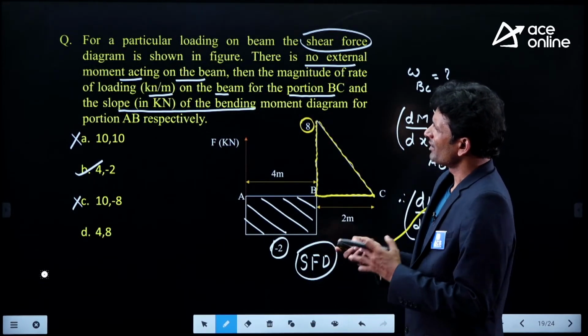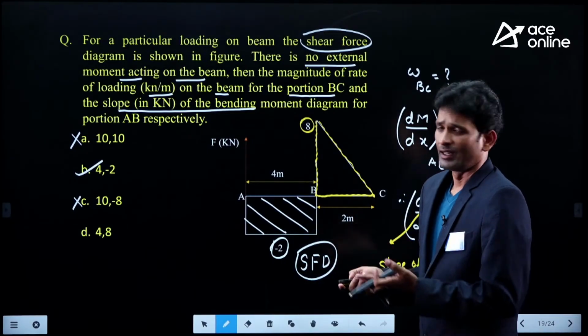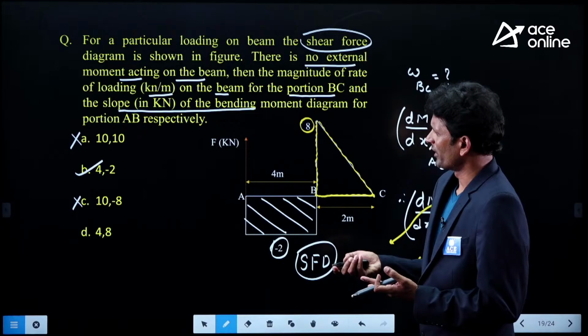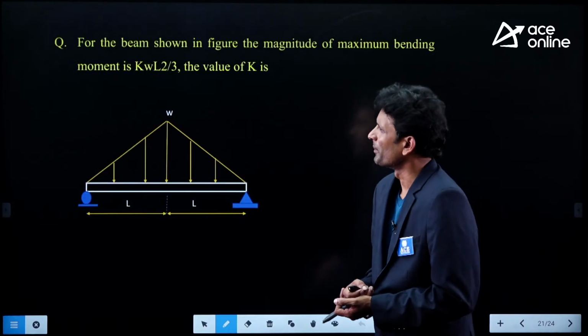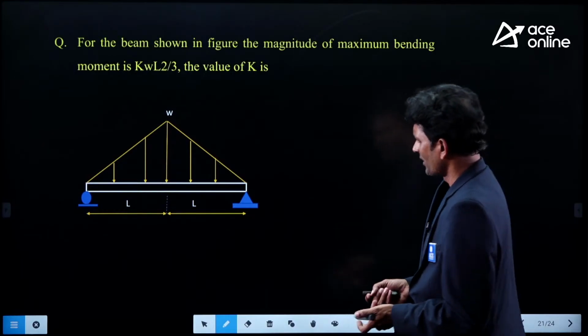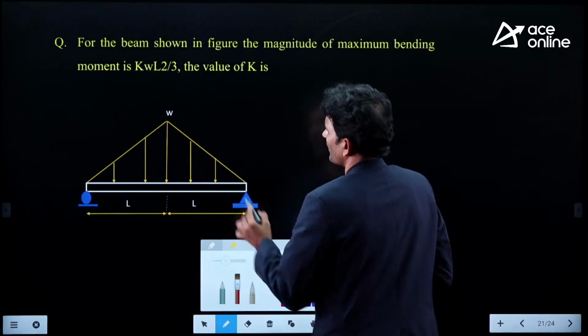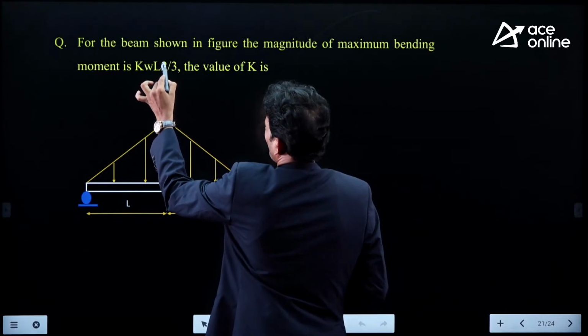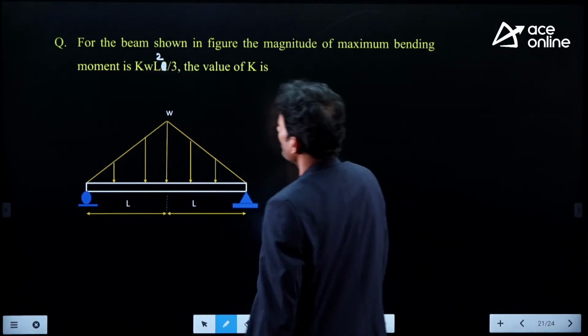This is another problem we solved by applying the relation between the rate of loading, the shear force and the bending moment. Now, another interesting thing: this is not 2, this is L square. Some printing error we are having.